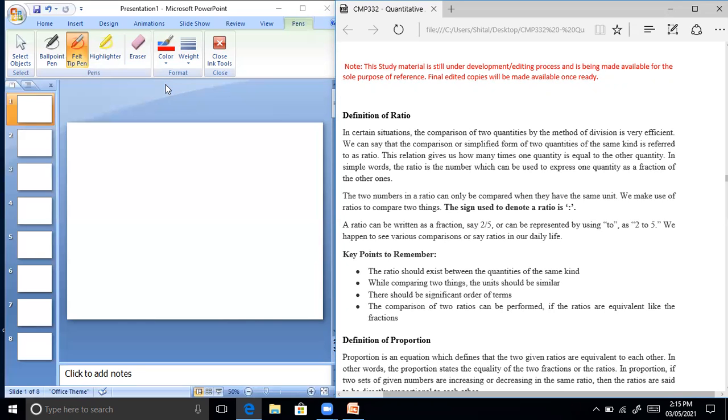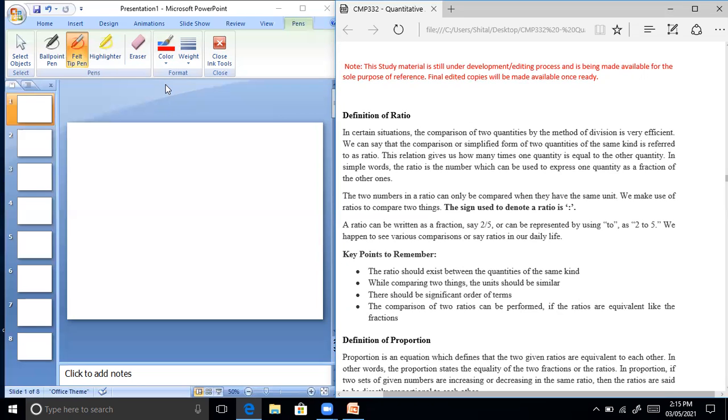Key points to remember: the ratio should exist between quantities of the same kind. While comparing two things, the unit should be similar. There should be a significant order of terms. The comparison of two ratios can be performed if the ratios are equivalent, like fractions.